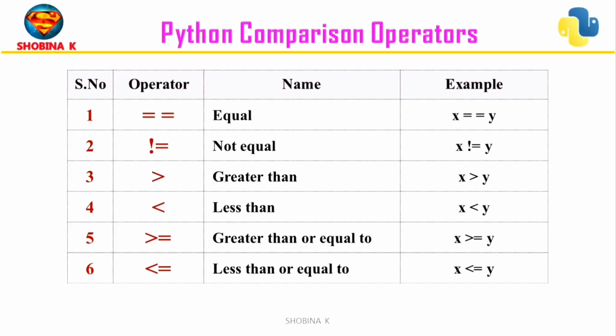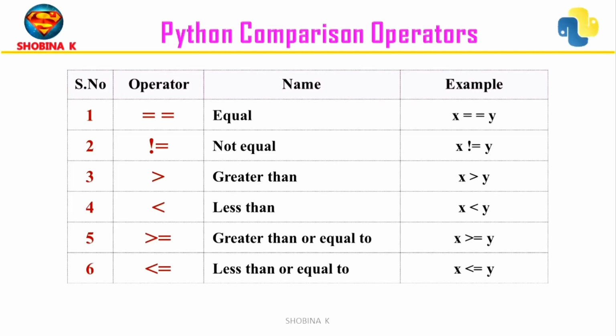And finally, the less than or equal to operator checks if the value on the left is less than or equal to the value on the right. These operators can be used in various situations such as conditional statements, loops, and other places where you need to compare values. They also work with strings, lists, and other types, not just numbers.